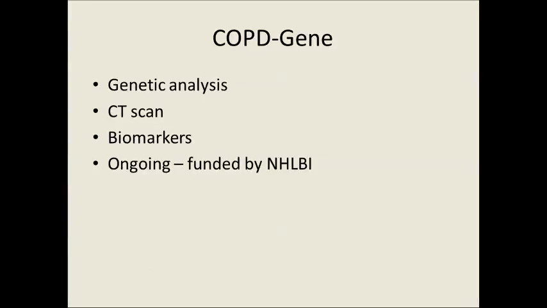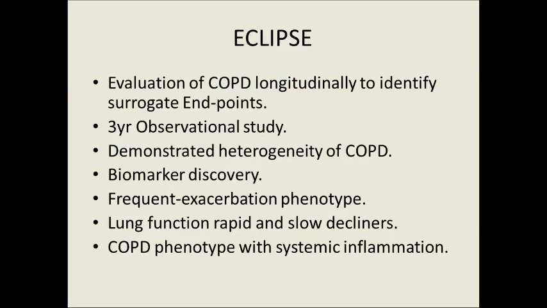So the first study I'd like to briefly summarize is the famous COPD gene study, which is ongoing, and it's giving us interesting data on genetic analysis, CT scan findings, and biomarkers. It has produced very valuable data and indications on how further research should be directed. The ECLIPSE study, I think all of you are familiar with: evaluation of COPD longitudinally to identify surrogate endpoints, predictive surrogate endpoints. It's a 3-year observational study.